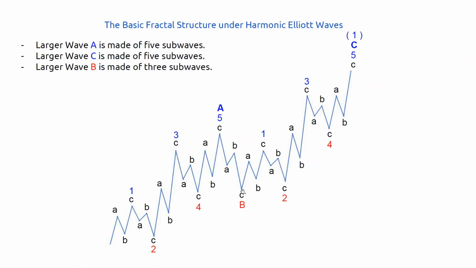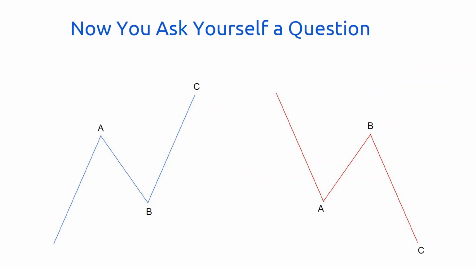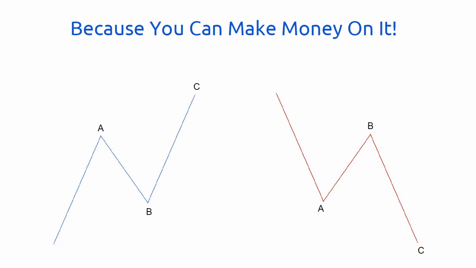And this is what happens to wave B on any time frame. It will always be made of three subwaves. Together, waves A, B, and C comprise a larger wave, parenthesis 1 up. And again, we have just seen a microstructure of the basic pattern which can be observed on any market: ABC up, ABC down.